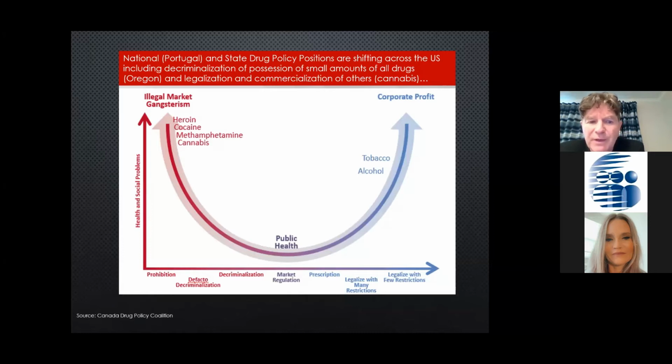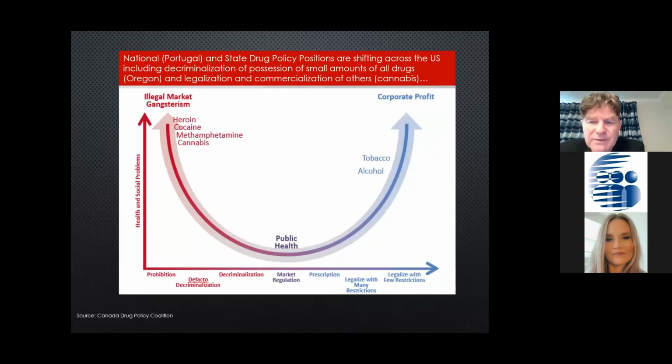Because there are different harms associated with different policies. There are some sweet spots, as you can see in the bottom of this graph here, including decriminalization, market regulation, and prescription, and even legalization, but with many restrictions. You can see here on the two polar ends of this graph that both prohibition and commercialization produce high rates of health and social problems, but different kinds of problems.